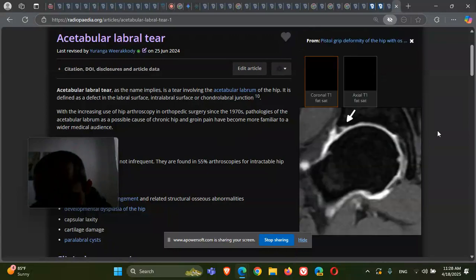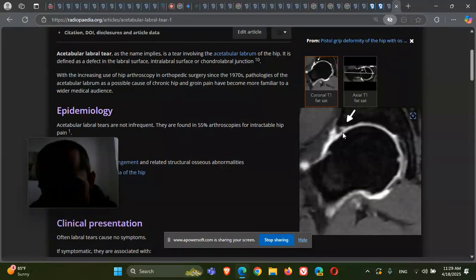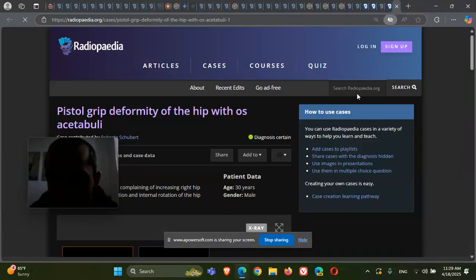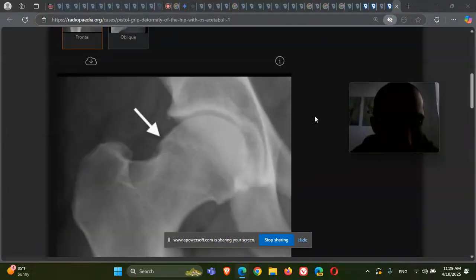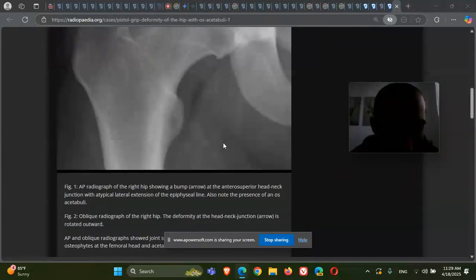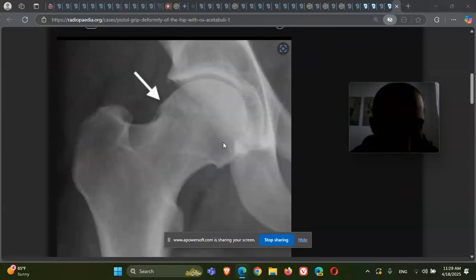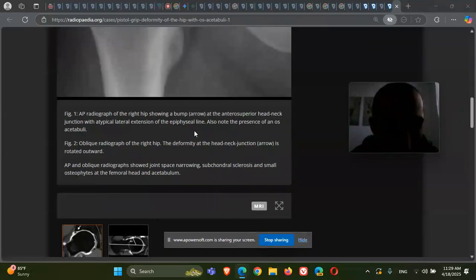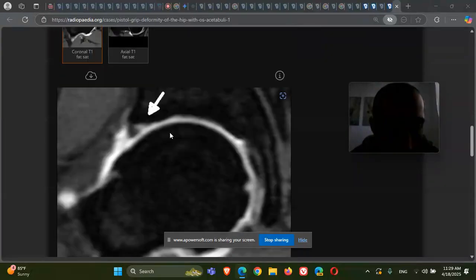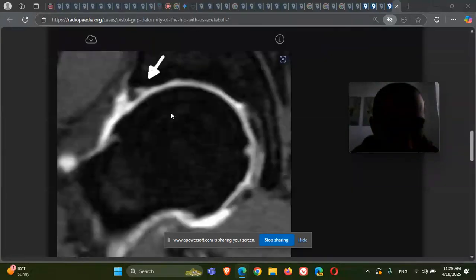So you can see the tears, especially when there is MR arthrography with injecting of contrast into the joint. This is for cam deformity, and this is here the labrum.